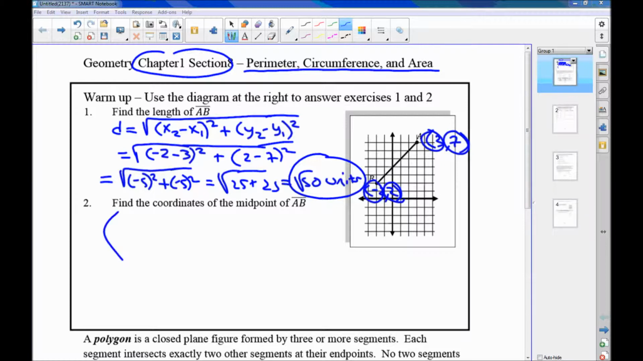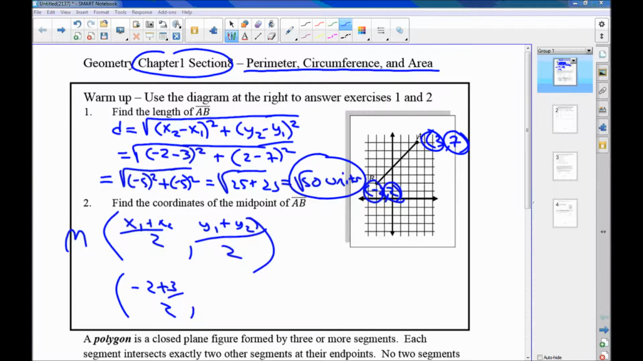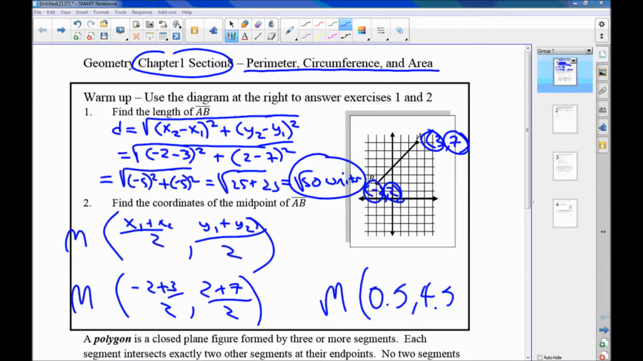So the midpoint was x1 plus x2 divided by 2, and y1 plus y2 divided by 2. Okay. All right, so in this case, our x1 was negative 2, and our x2 was 3. So negative 2 plus 3 divided by 2. And our y1 was 2, and our y2 was 7. Okay. All right, so our midpoint is going to be equal to negative 2 plus 3, which is 1, and 1 divided by 2 is 1/2. And 2 plus 7, which is 9, and 9 divided by 2 is 4.5.